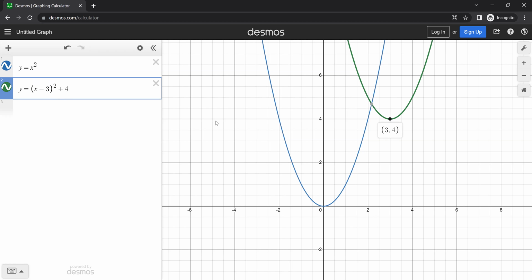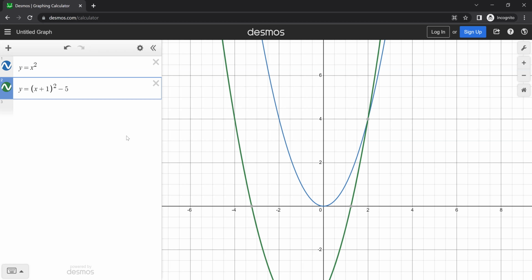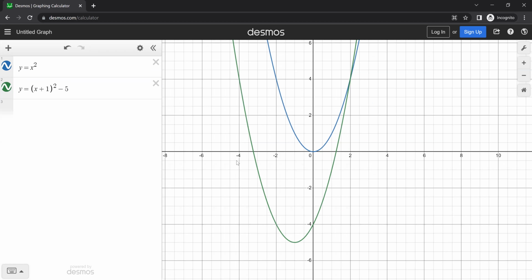Okay, let's try another one here. Okay, how about this one here? Does it say plus or minus? Oh, sorry, my cursor's there. There it is. Move to the left 1 and down 5. Yes, very good.